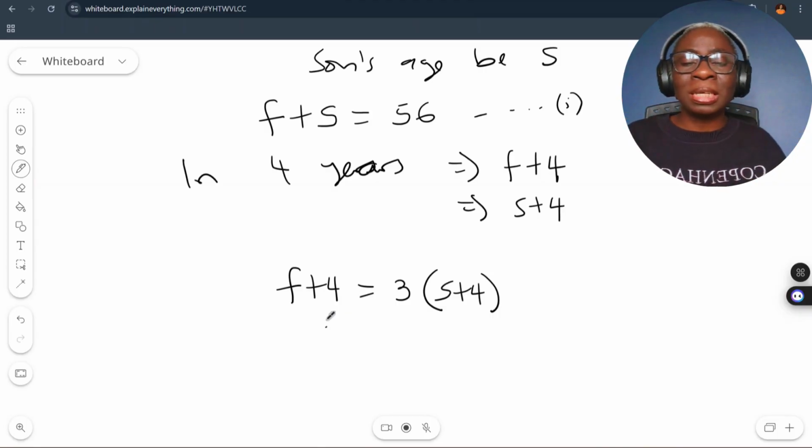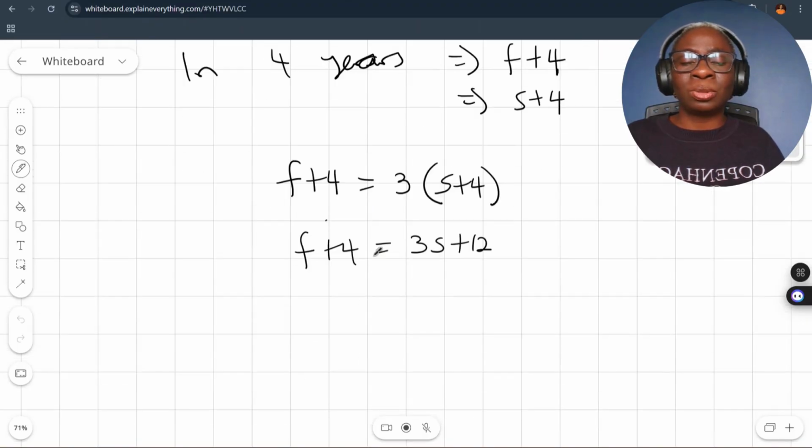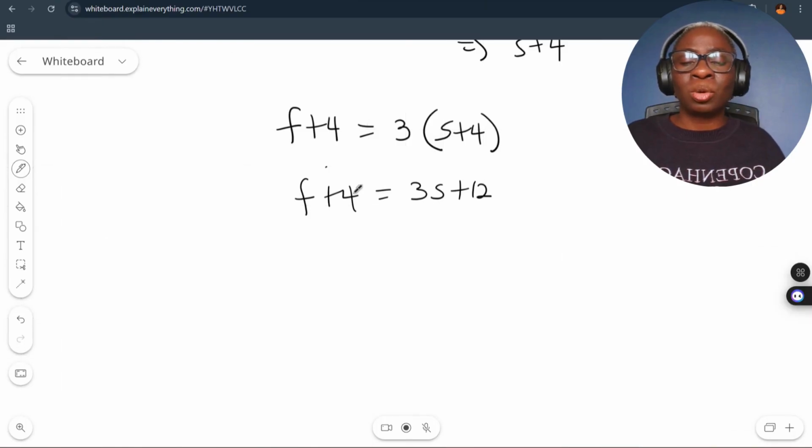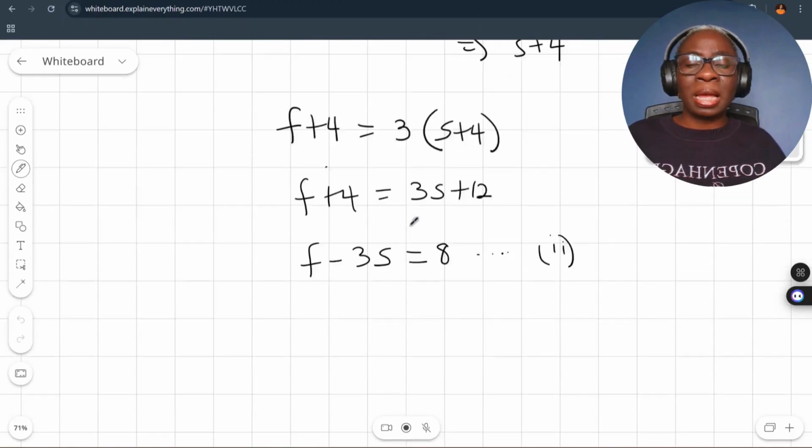So let's simplify this, and then we'll have F plus 4 equal to 3S plus 12. Let's bring them together, so we have F minus 3S equal to 12 minus 4, that will be 8. So this is equation 2. And then we are asked to find their ages.